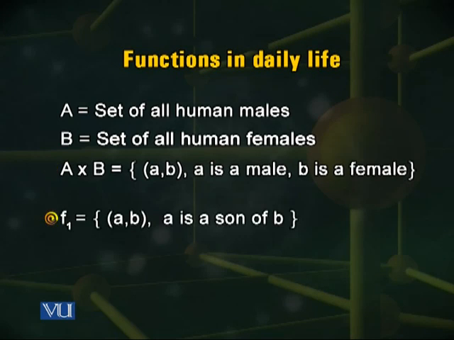Pairs of all males and females where the male is the son of the female. So A comma B are all the pairs of males and females, and in this relation all those pairs are used where A is the son of B. This is a function. Knowing the son, you can uniquely determine who his mother is.